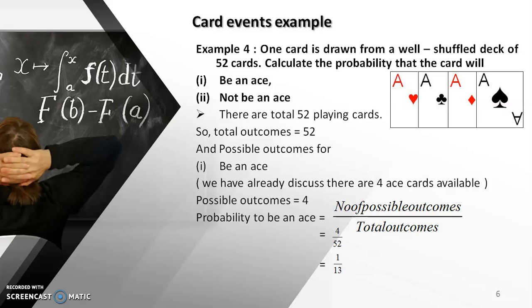Here we have a total of 52 cards and ace cards are 4. So not ace cards means 52 total minus ace cards equals not ace cards. So 52 minus 4 equals not ace cards, so 48, right? Got it? So it is your guidance for your homework. So go to the next.